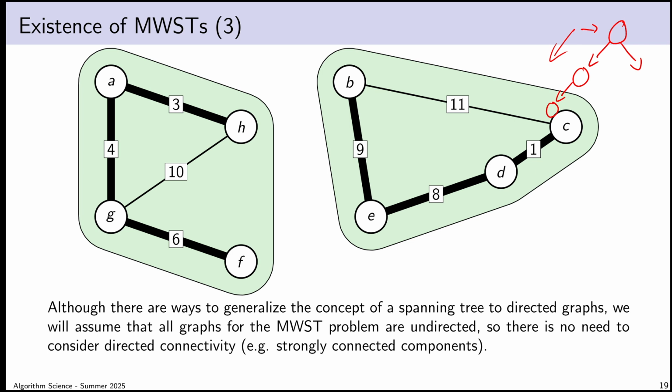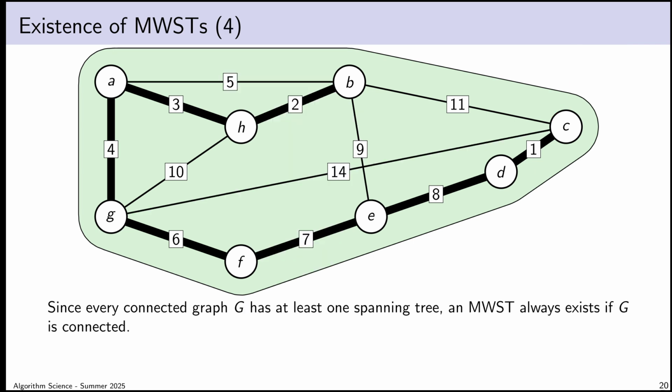However, the notion of a free tree in a graph doesn't exist in directed graphs, and we know that connectivity is more complicated in directed graphs as well. Fortunately for us, that means that we don't really have to worry about the minimum weight spanning tree problem for directed graphs. Although there are ways of generalizing the concept to directed graphs. You could look up something called an arborescence, for example, as a way of generalizing a tree to the directed case. We are not going to consider that. All the graphs we're going to consider in this lecture will be undirected.